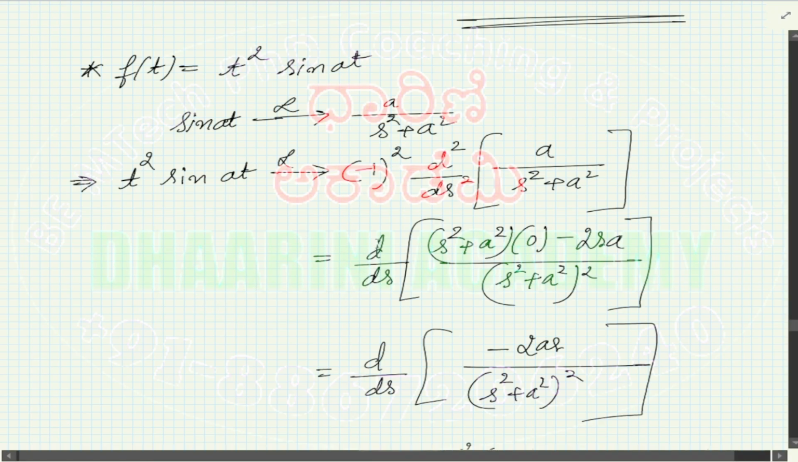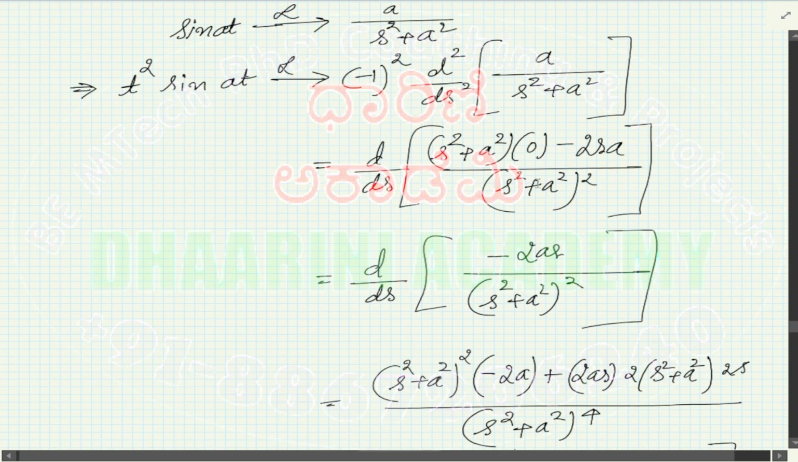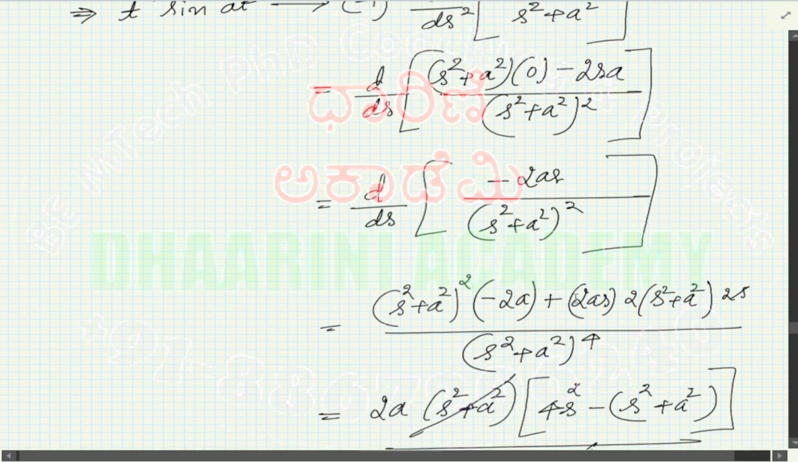I apply d by ds once, so keep one d by ds outside and differentiate the inner term. That means you get s square plus a square into the derivative of the numerator, that is 0, minus a into the derivative of s square, which is 2s, whole divided by s square plus a square, the whole square. When we simplify, since you are multiplying by 0, it simply comes to minus 2as by s square plus a square.